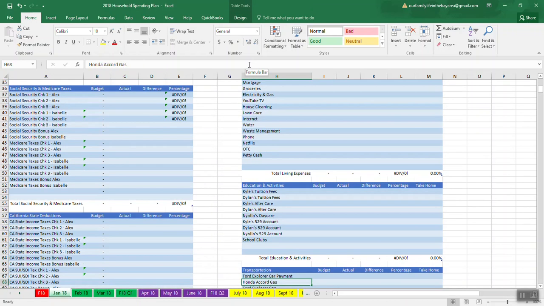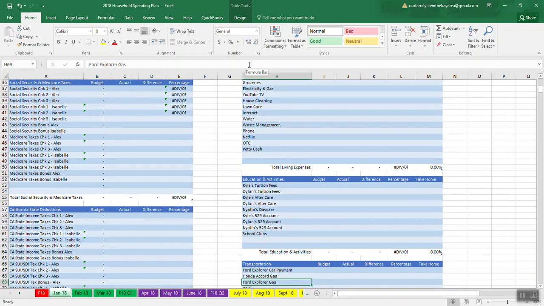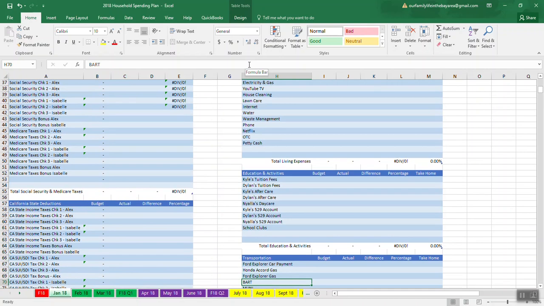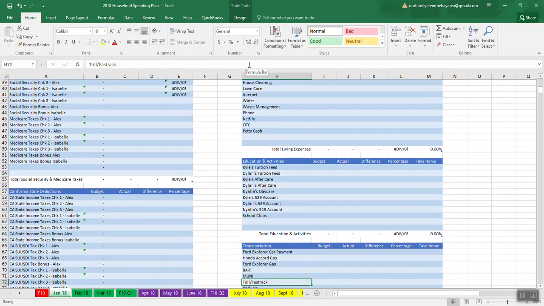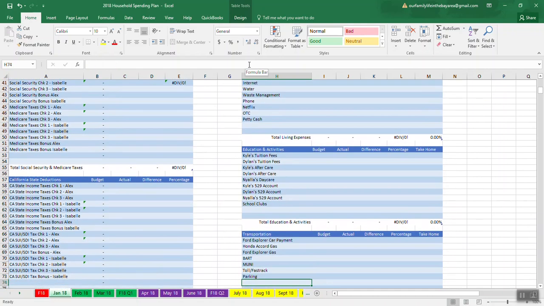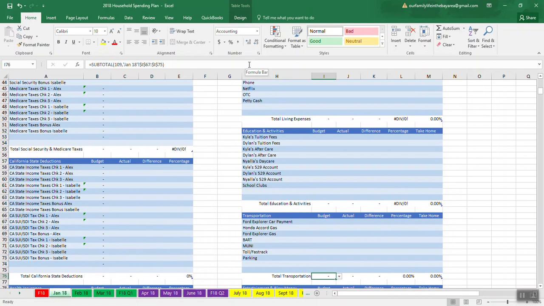And then transportation: my car payment, my husband's, gas, my bus fare. I do commute. I take public transportation to work. And this is what I use: bus fare, toll, and FasTrak in case we do drive across. We have several bridges in the Bay Area, and everybody needs a FasTrak. Parking and toll, transportation. Yep.